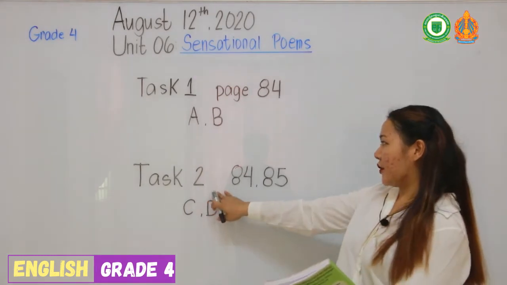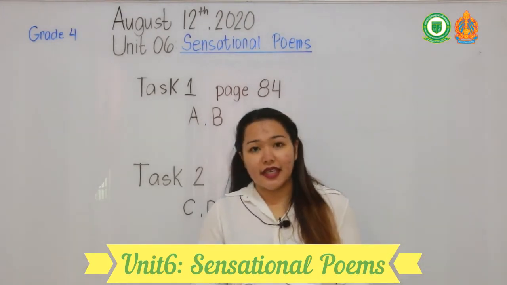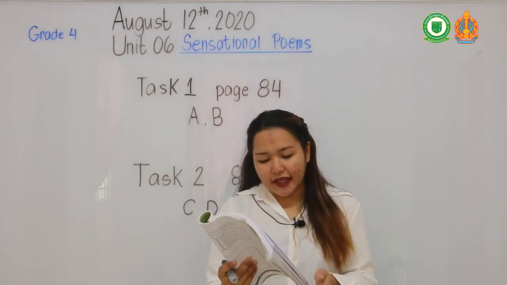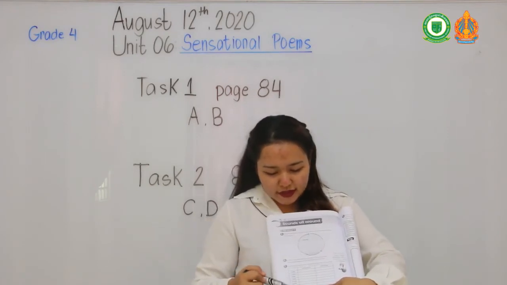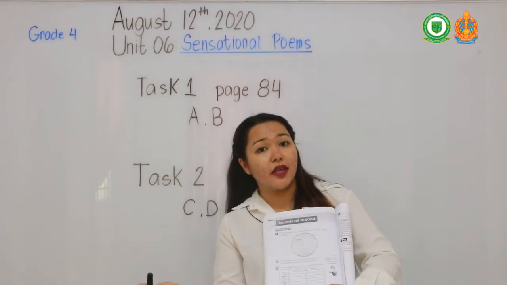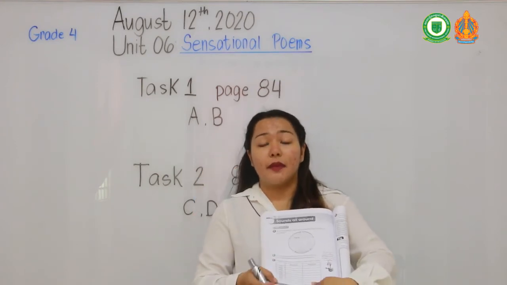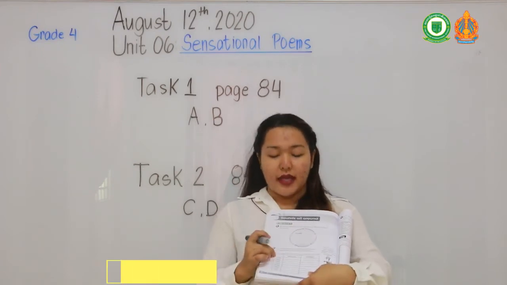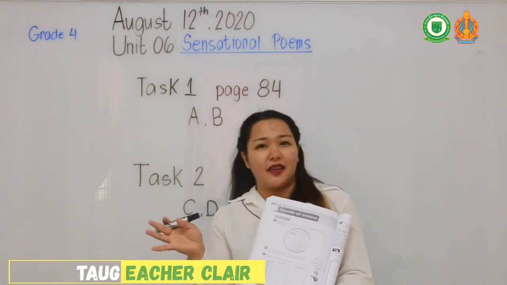Now for task 2, that would be on pages 84 and 85, letter C and letter D. For letter C, list some synonyms and antonyms for each word in the table. We have here a table, and for the words here, you have to write down a synonym and an antonym. Just a review, kids, synonyms are words with the same meaning. For example, cold. What are the words with the same meaning as cold? And antonyms are the opposite of the word.